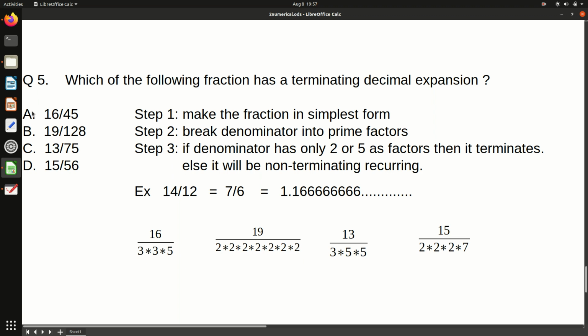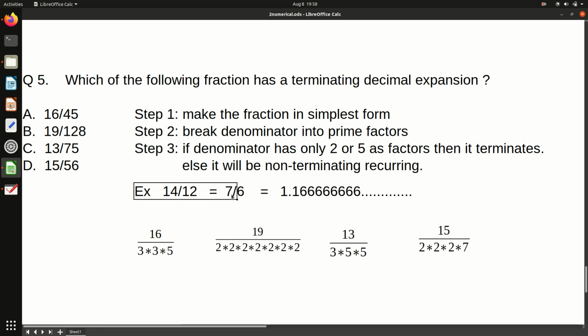So we have to find out of these 4 which one is a terminating decimal. Terminating means, let us say if I ask you 1 by 2, if you divide 1 by 2, you will get 0.5. So terminating means after the decimal, you stop somewhere, like after 2 decimal places or after 3 decimal places. But there is one more type of decimal which is non-terminating.